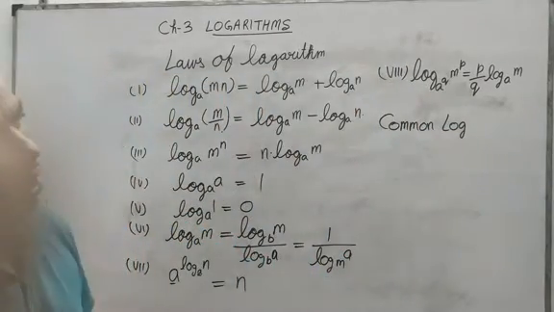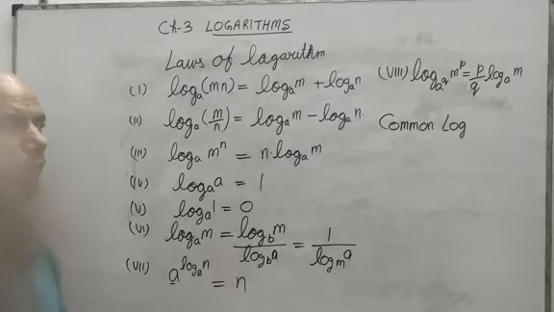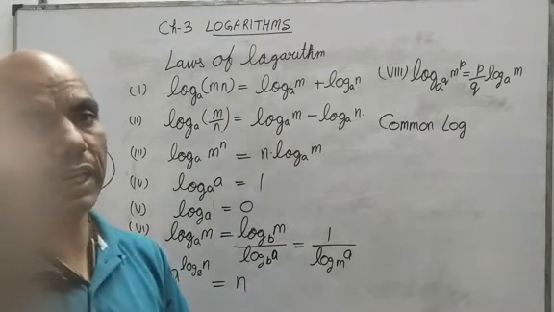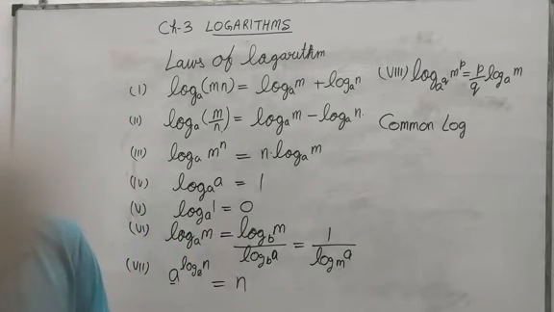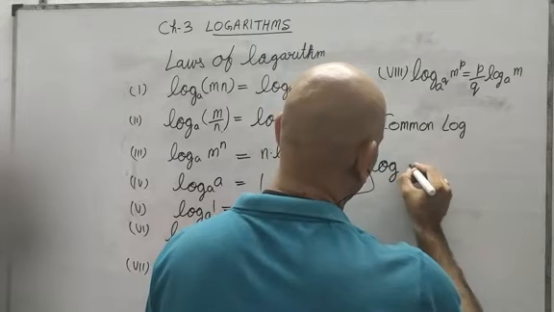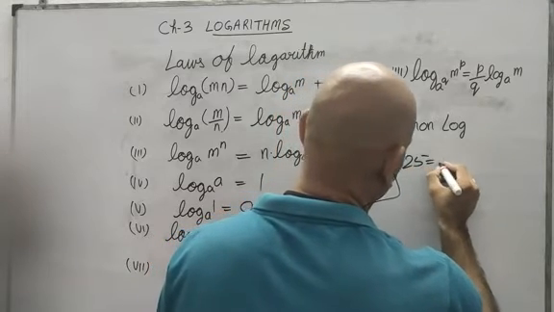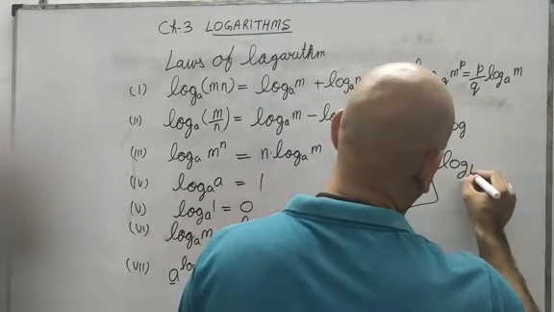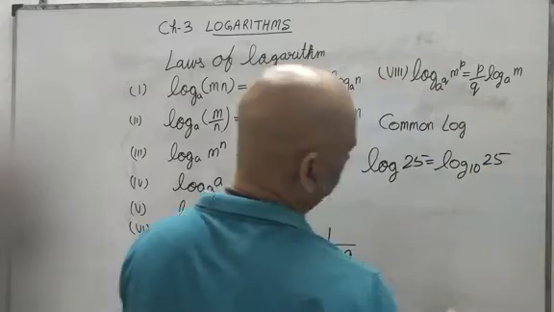How do we know whether a log is common or not? Look, if the base is not written, then we consider that the base is 10, and all the numbers which have base 10 are known as common log. So if it is written log 25, it is understood that it means log base 10 of 25.